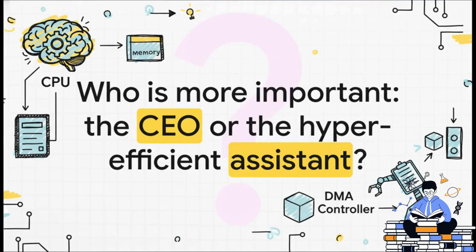And that leaves us with a final thought to chew on. As our computers handle more and more data, we're talking 4K video, huge game assets, complex AI models, the role of these specialized assistants, like the DMA controller, just keeps getting bigger and bigger. It kind of makes you wonder, in the grand scheme of a modern computer, who's ultimately more important for keeping everything running smoothly? The powerful CEO or the hyper-efficient assistant that makes the CEO's job possible in the first place?